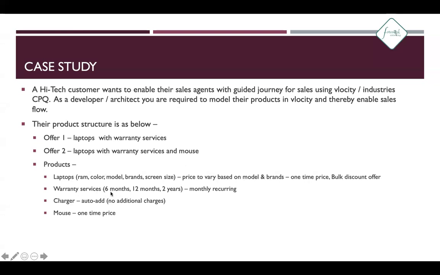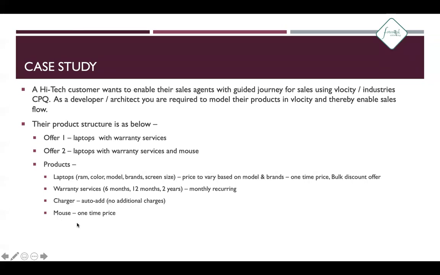So based on, say, if it is 6 months, I charge like 100 rupees a month for the warranty service. If I give a warranty subscription of 12 months, then I may want to charge only 500 rupees per month, for example. Okay. So let's configure it in that way. Then the laptop charger is additional product, but it should get auto added whenever there is a laptop purchase happening. Okay. So there is no additional charge that I should pay for the laptop charger.